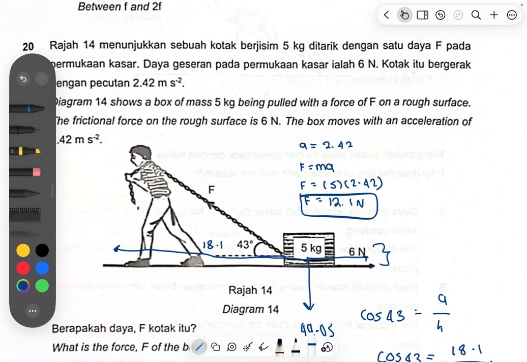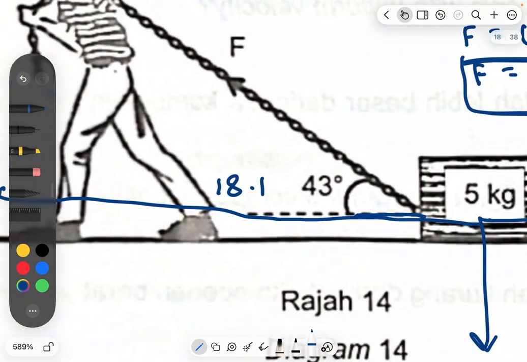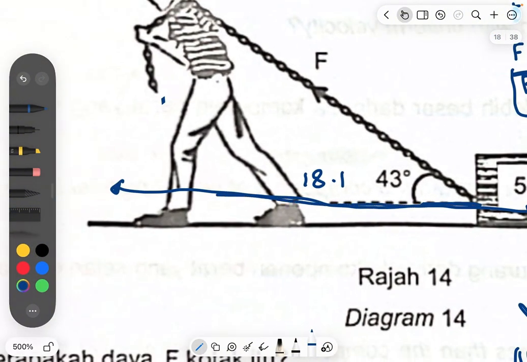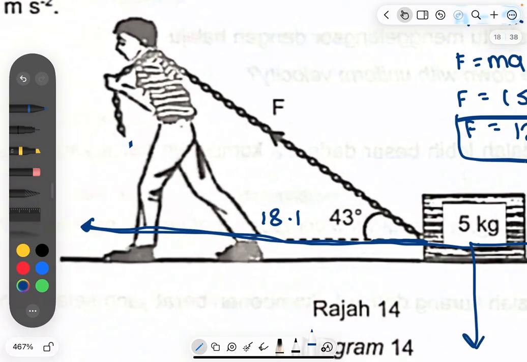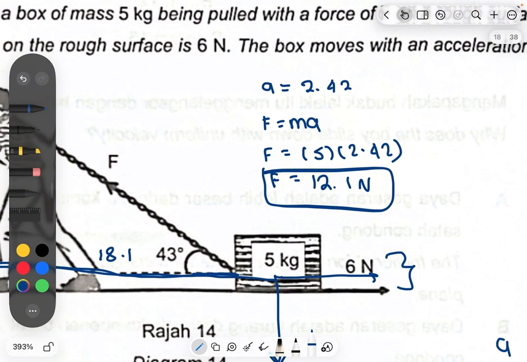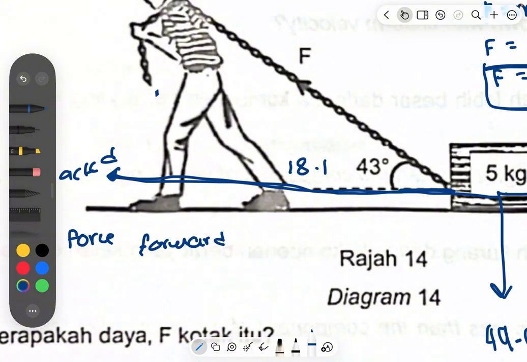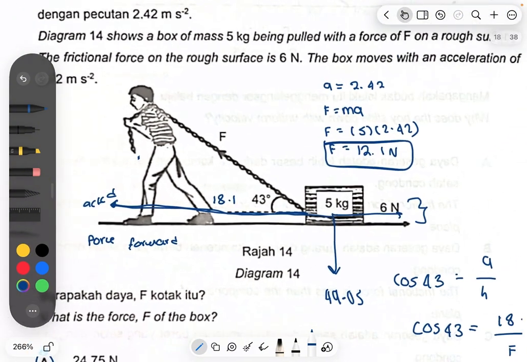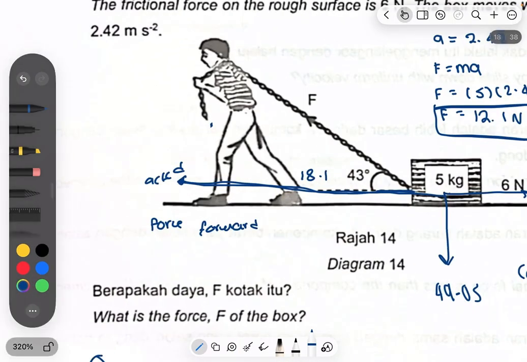Okay, so basically, I found the resultant force for this box because of the friction here. So it means that the whole resultant force of the box is 12.1. So logically, if I want to find the force here, I need to add 6, because that's the force opposing... No, frictional force is the force that opposes the active force forward. So this is the active force forward. And basically it's like pulling against the friction.